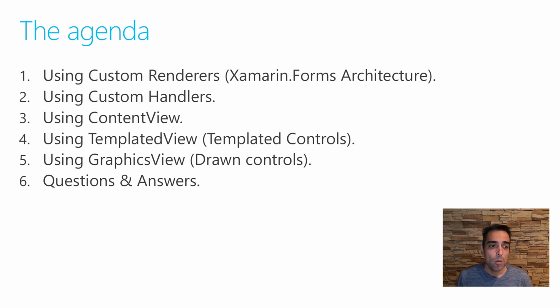And finally, we are going to see a totally different approach using drawn controls. Instead of creating a native control, we are going to use a canvas where we are going to paint and draw what is necessary to replicate and create a control. We are going to see all the options with pros and cons, what are the good things about using this approach and the bad things. And finally, you will have a questions and answers section where you are able to ask anything. So let's start.